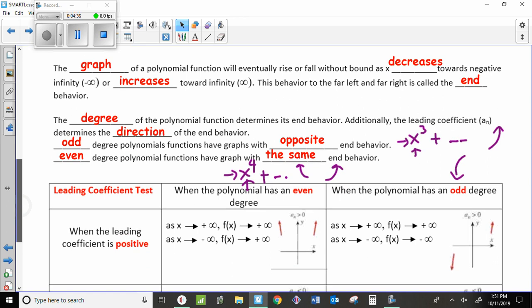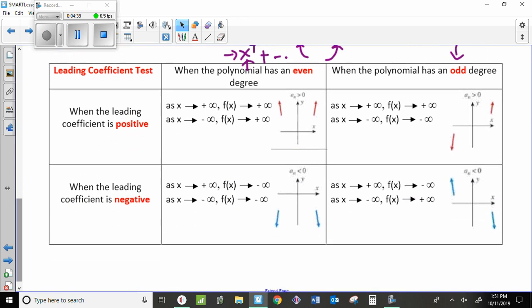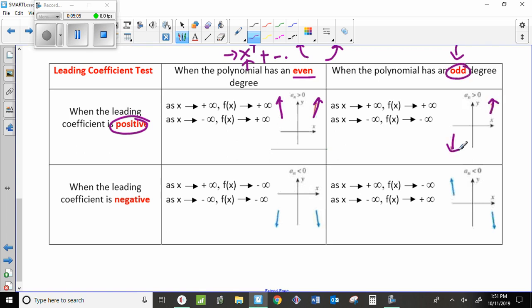Now, this is a summary of our leading coefficient. If your graph has a positive leading coefficient and it is even, your graph will end going both to positive infinity. But if your graph has a positive coefficient and it is odd, then they go in opposite directions. As x increases, your y is increasing. As x decreases, your y is decreasing. And if it's even, as x increases, your y is increasing. If your x is decreasing, your y is still increasing.